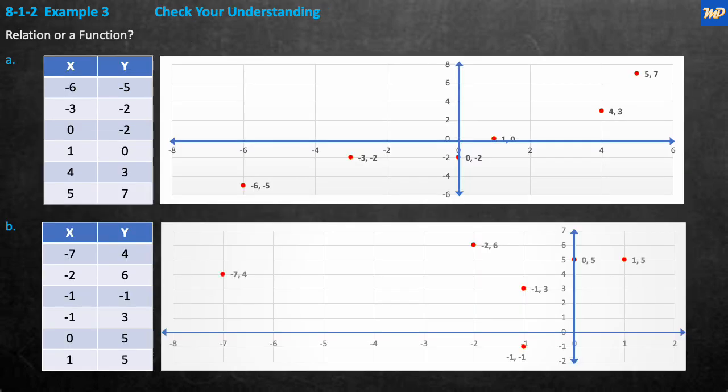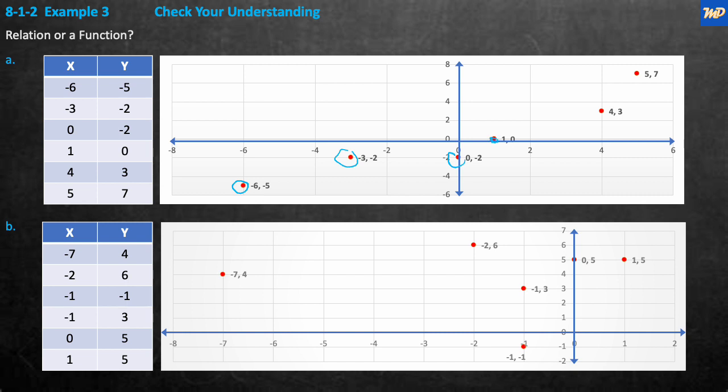So example 3, check your understanding. Same thing we just did. They want you to plot all the points. So we plot -6, -5 over here, -3, -2, which is this one here. Here's the -6, -5, the -3, -2, the 0, -2 right there. 1 and 0. Here's 1 and 0 right there.